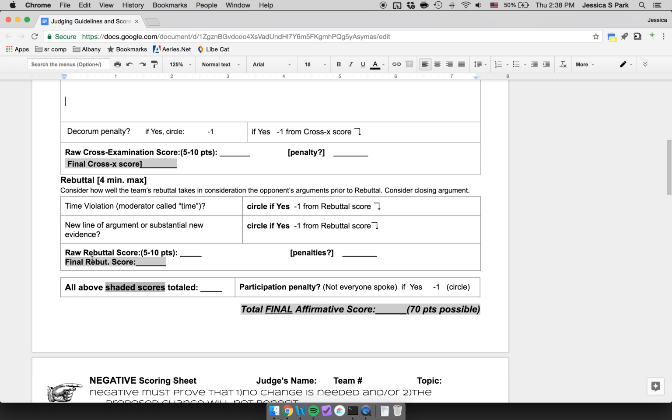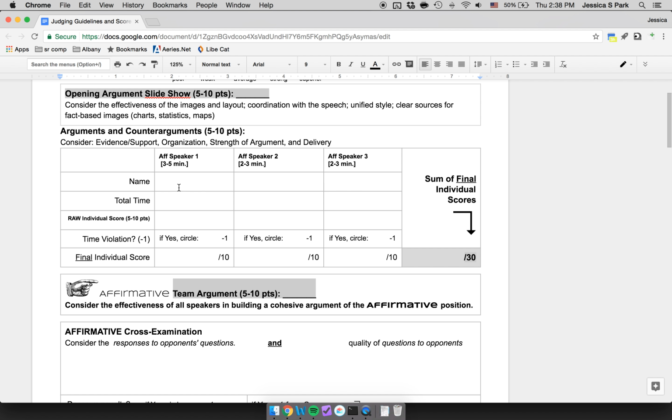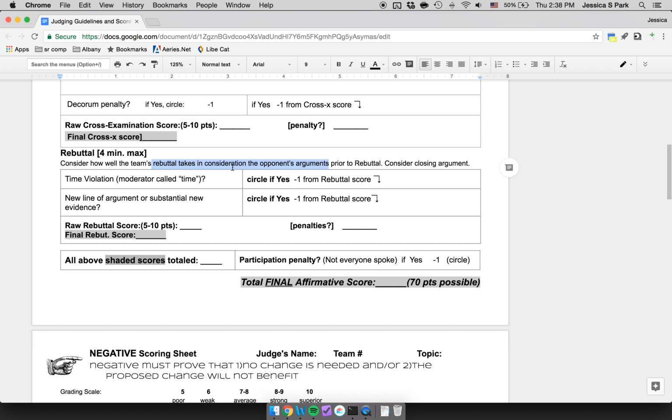The last place where you can get points for this debate is in the rebuttal. There's no minimum to the rebuttal, just a maximum. What the judges are looking for is, in the rebuttal, are you taking into consideration the opponent's arguments that they actually made in cross-ex and also in their speeches? Does it seem like you're able to put together logical arguments there on the spot? They're also considering your closing argument and whether it is leaving an impression about the strength of your team's arguments.